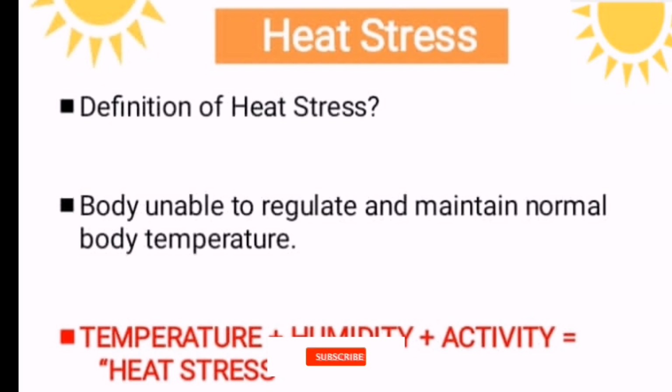Students, today we will discuss heat stress. First of all, we will check the definition of heat stress. Heat stress is when the body is unable to regulate or maintain normal body temperature. As you all know, the normal temperature of your body is 36.7 degrees centigrade, or 98.7 Fahrenheit.